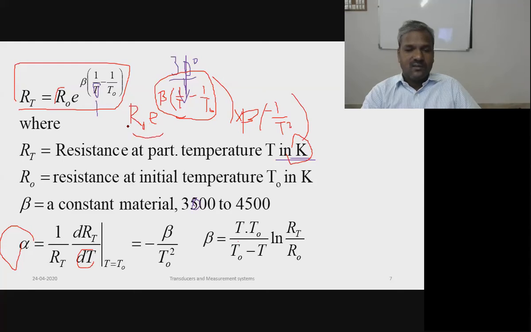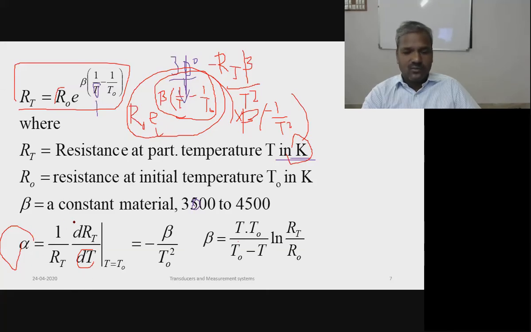Instead of this exponential, you can replace it by RT. So what do you get? That is minus RT beta divided by t square.